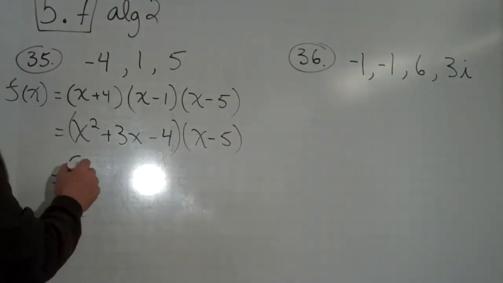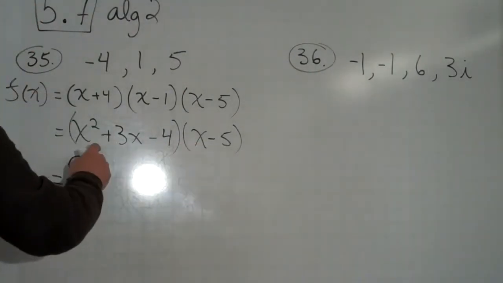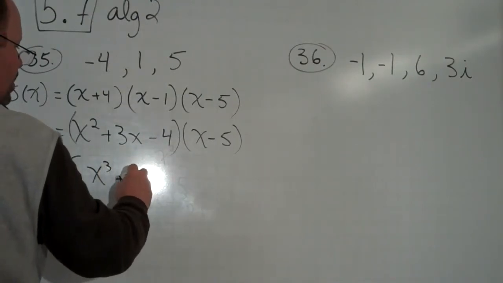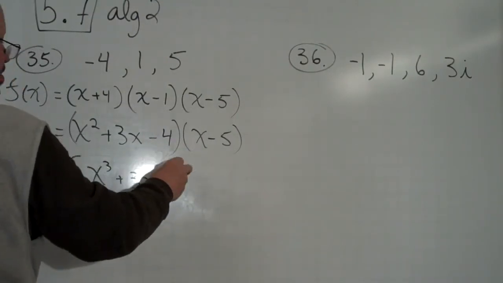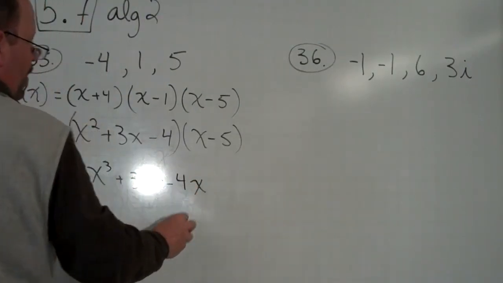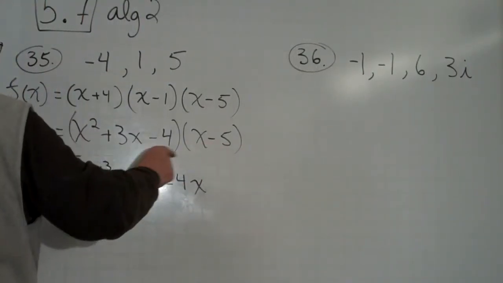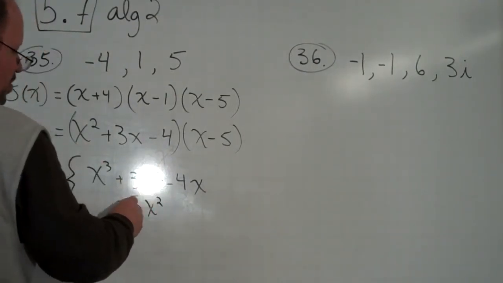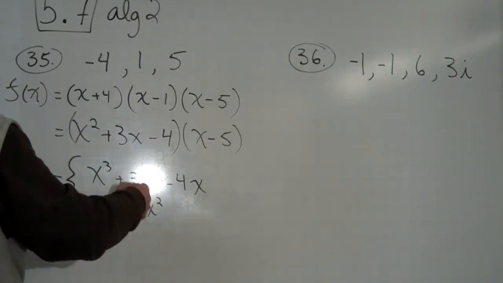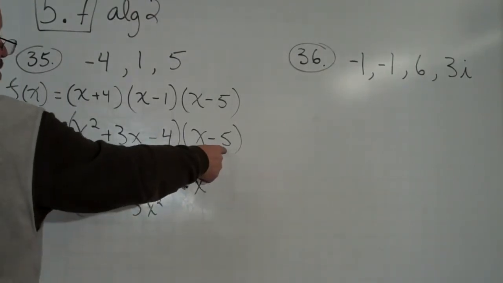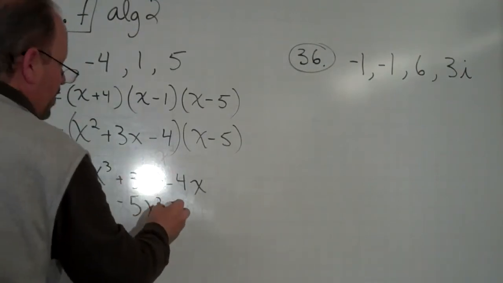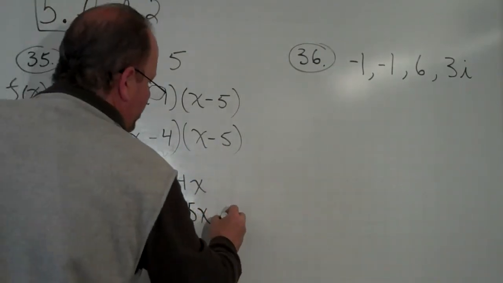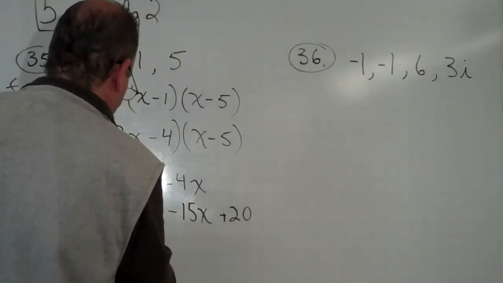And so I like to do this on two lines. X times x squared is x cubed. X times 3x is 3x squared. X times -4 is -4x. Now -5 times x squared is -5x squared. And you see, this is why I use two lines, so I can stack these in the same columns. -5 times 3x is -15x. -5 times -4 is +20.